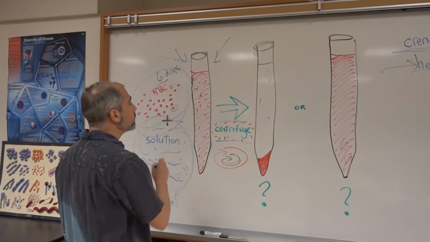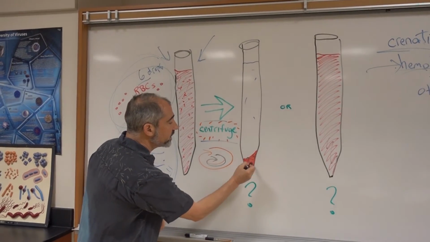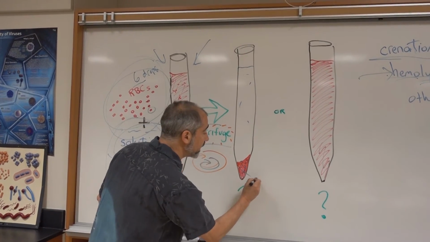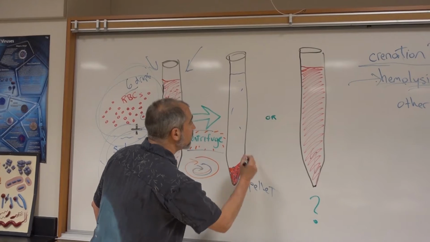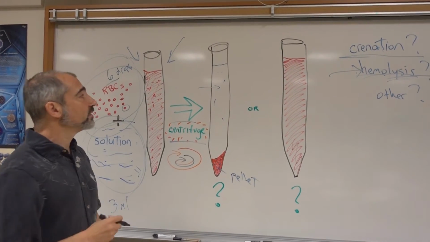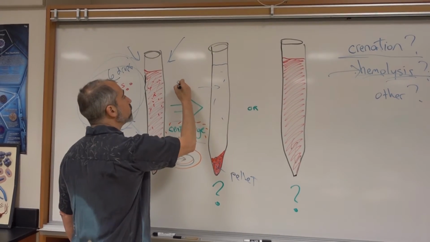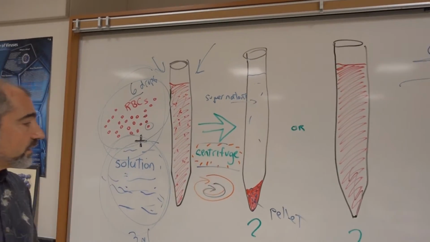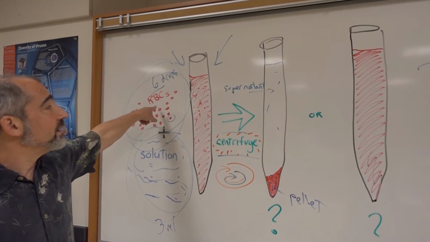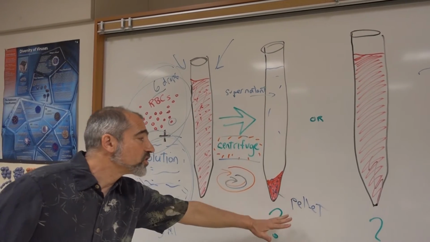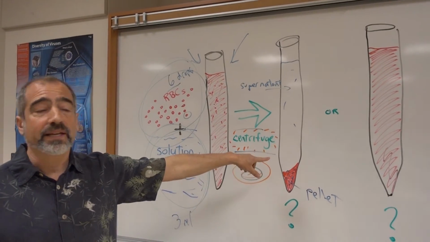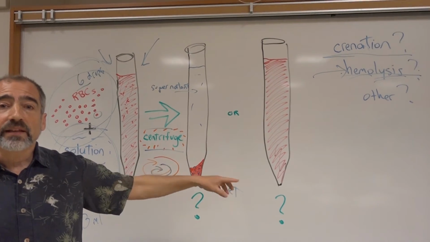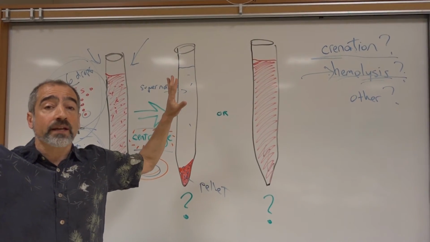If you have cells that are still intact, the cells will all just get pulled down to the bottom of the tube. We call this the pellet. And the solution is just going to be still up here, as we call the supernatant. So if the cells don't lyse, then the cells just get pulled to the bottom after you've been spinning it. You can see that. If the cells do lyse, though, then the hemoglobin is just free in solution.